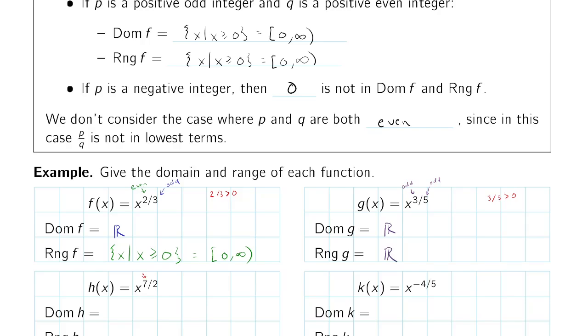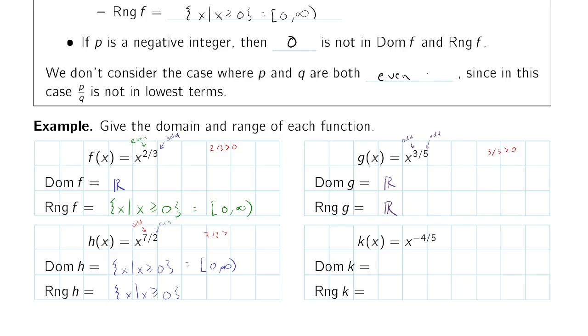In this next example, my numerator is odd and my denominator is even. And again, my exponent is positive. And the even denominator tells me that my domain and range will both consist of positive numbers. Because hidden in this function is an even root.